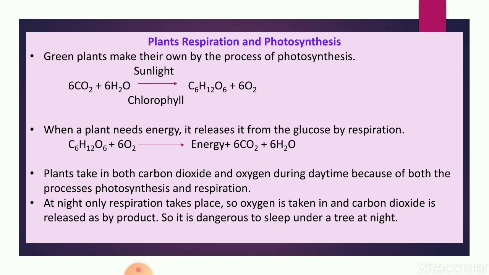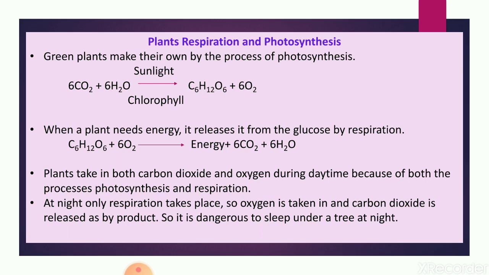Now when a plant needs energy, it releases it from the glucose in the same way as animals do, by the process of respiration. So one difference is there. We human beings or other animals have to eat food, and then we digest it, and the digested nutrients reach our cells, and then we take oxygen, and that oxygen breaks down our food to produce energy, and that process is called respiration.